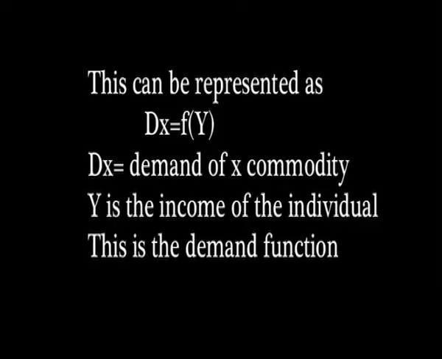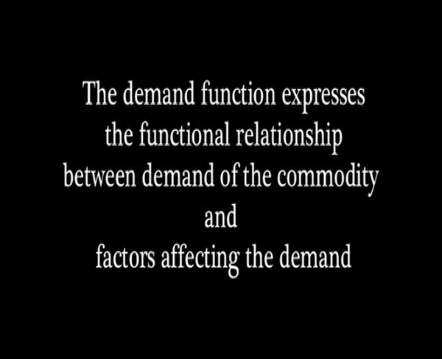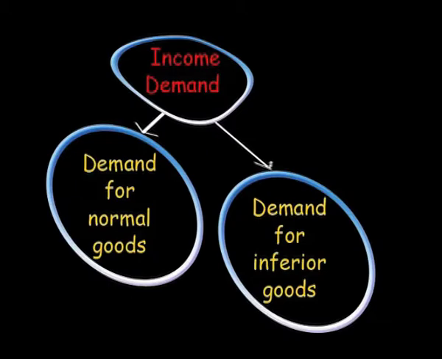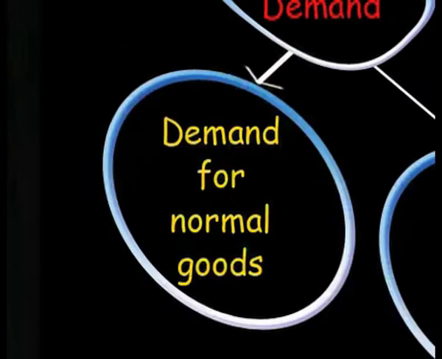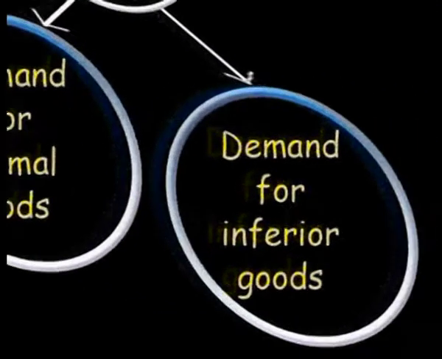This can be represented as Dx = f(Y), where Dx is the demand for commodity X and Y is the income of the individual. This is the demand function. The demand function expresses the functional relationship between demand for the commodity and factors affecting the demand. The income demand can be subdivided into demand for normal goods and demand for inferior goods. Let's talk about the income demand for normal goods.